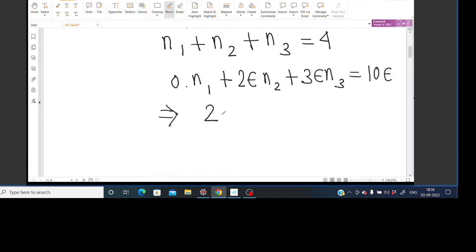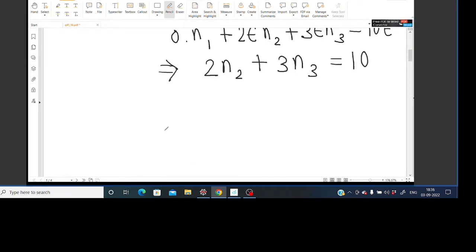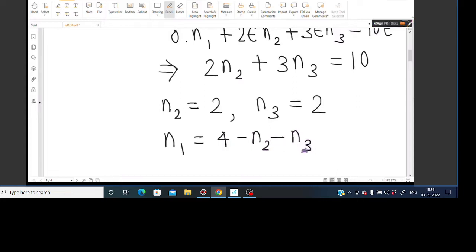After some simplification from this equation, we get 2n2 plus 3n3 equal to 10. Here n2 and n3 are integers, so this equation can be satisfied only for n2 equal to 2 and n3 equal to 2. This means that n1 equal to 4 minus n2 minus n3 equal to 0. So there is no boson with energy 0, and there are two bosons with energy 2 epsilon and two bosons with energy 3 epsilon.